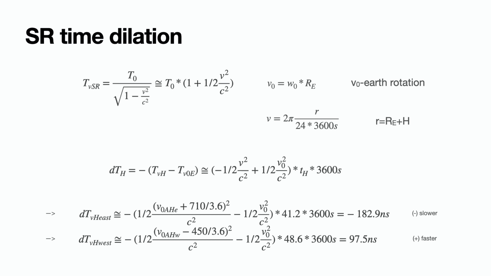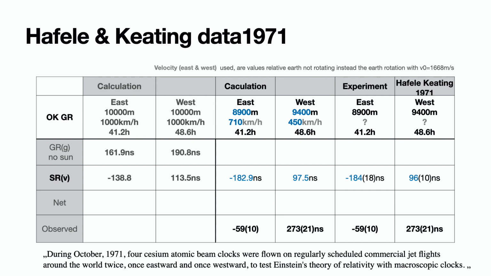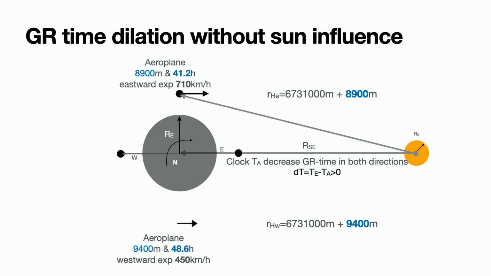The accuracy from the approximation formula is very close to the standard formula given at the top. Time dilation due to velocity from the experiment within this table, about minus 184 and 96 nanoseconds, compared to the calculation, minus 183 and 97 nanoseconds, while using 700 km per hour and 450 km per hour respectively, are in a very good agreement. Let us now discuss the general relativity time dilation aspect.